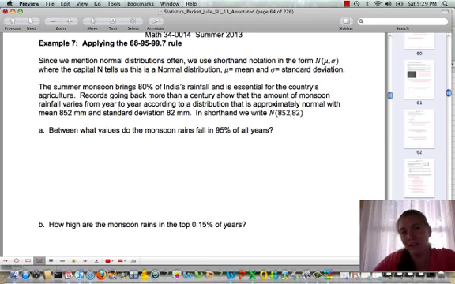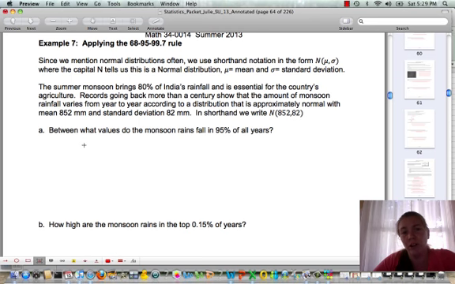So in this example, it tells us summer monsoon brings 80% of India's rainfall and is essential for the country's agriculture. Records going back more than a century show that the amount of monsoon rainfall varies from year to year according to a distribution that is approximately normal, so close to the bell shape, with a mean of 852 millimeters and a standard deviation of 82 millimeters. So in shorthand, we can write N, and then in parentheses, we can say 852, knowing that's the mean, comma, 82, which is the standard deviation.